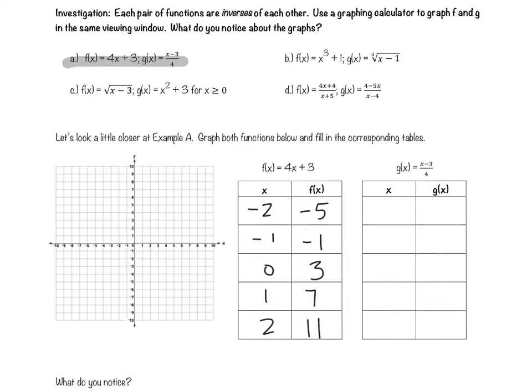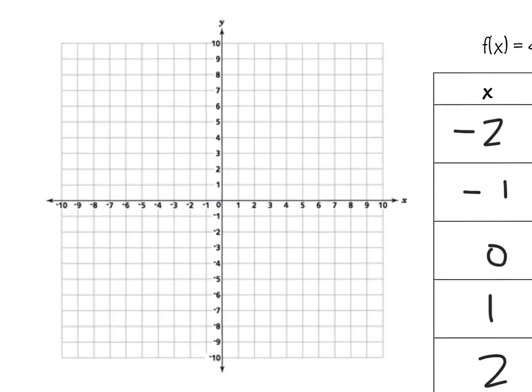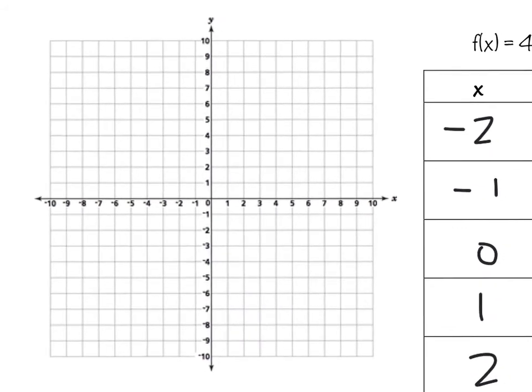So we're going to graph these on this graph right here. If I can, there you go, zoom in. I have -2 and -5. Down there, I have -1 and -1. I have 0 and 3. I have 1 and 7. And 2 and 11 sort of goes off my graph a little bit, but I'll put the dot up there anyway. And so we have this line.